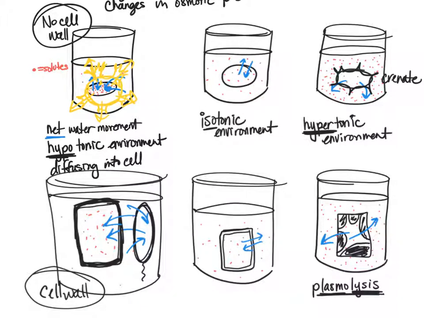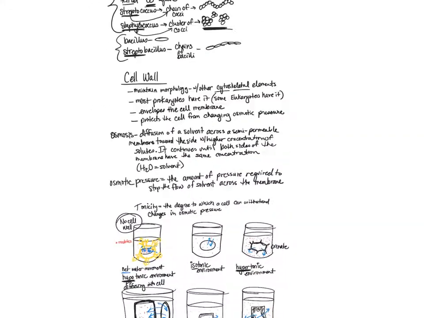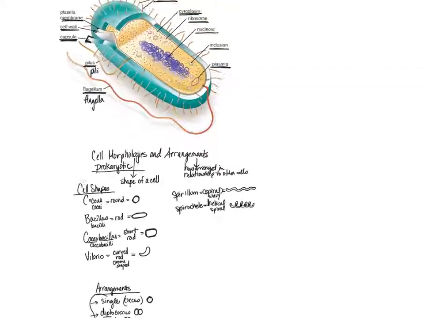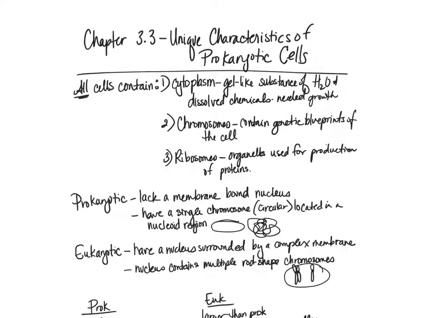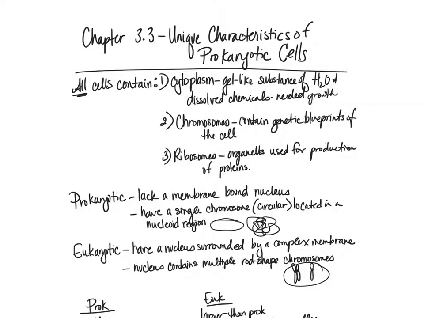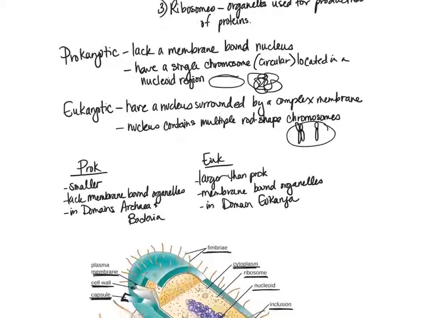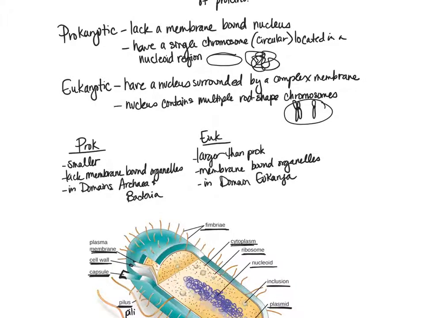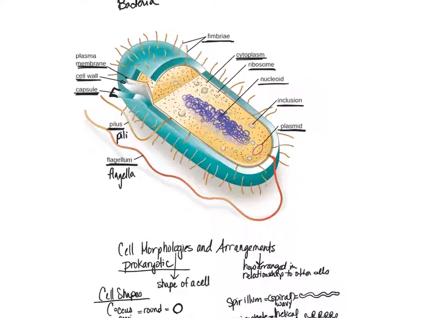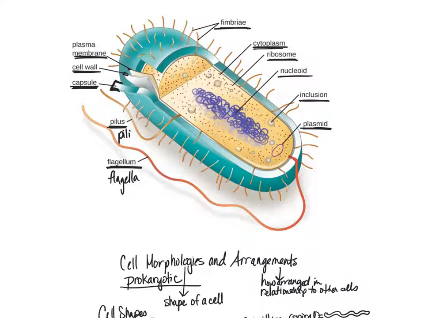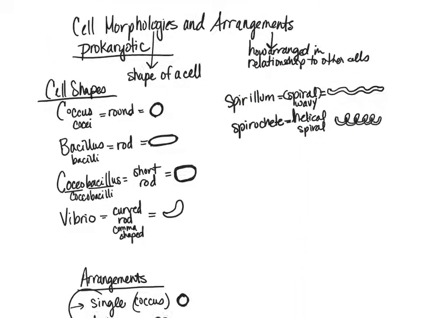Just to go over what we discussed here: we started up here talking about the unique characteristics of prokaryotic cells, and what all cells contain, which are these three things: the cytoplasm, chromosomes, and ribosomes. We took a look at prokaryotic cells versus eukaryotic cells, and talked about some of the differences. Also, we looked at the general structure of a prokaryotic cell and talked about each of the different things that we are going to be going into more detail about as we move through this chapter and other chapters.